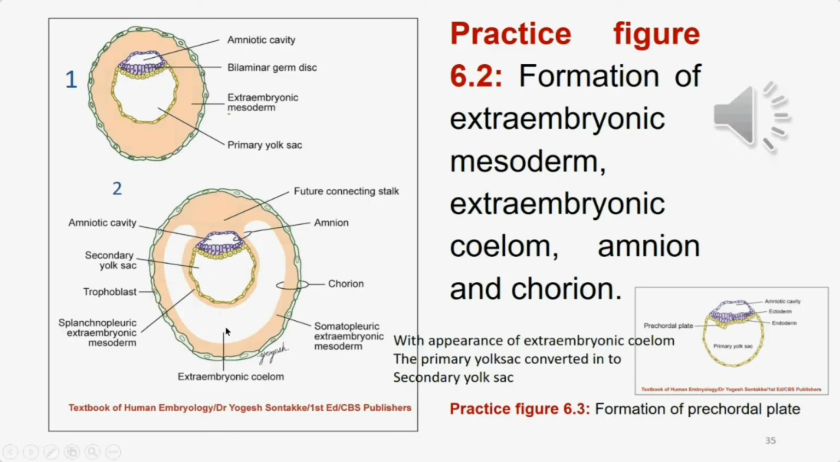So we have seen the chorion, somatopleuric layer of extraembryonic mesoderm, splanchnopleuric layer of extraembryonic mesoderm, and bilaminar germ disc, amniotic cavity, and this cavity of the primary yolk sac. By the appearance of the extraembryonic coelom, the primary yolk sac cavity becomes a secondary yolk sac.